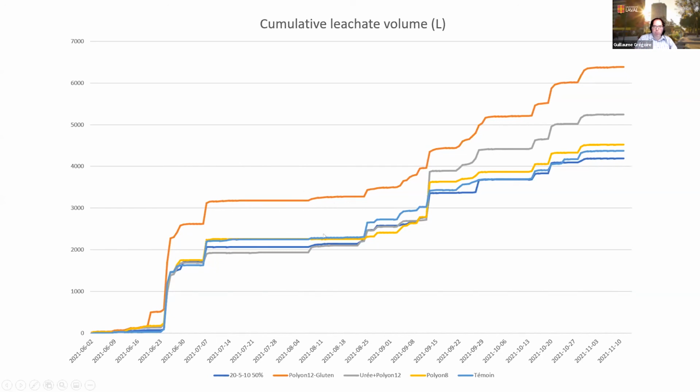The other treatments seem to be pretty similar up until September, where we started to see some differences. Our control treatment was always at the lowest end for leachate volume. Again, we did not measure the runoff volume, so it's possible that this control treatment had a higher runoff volume, which resulted in a lower leachate volume.